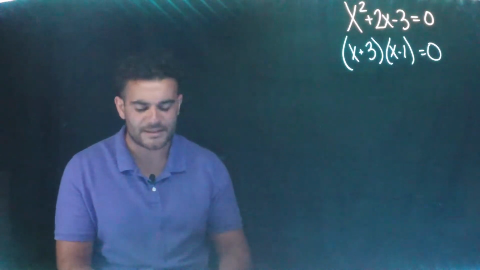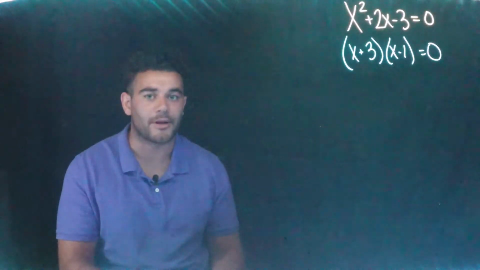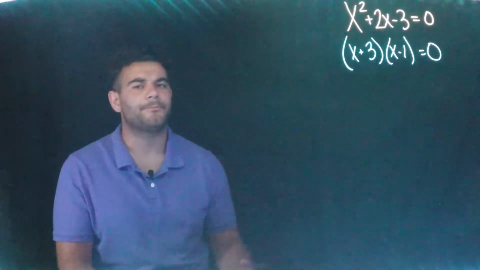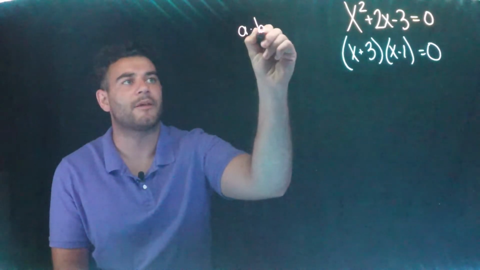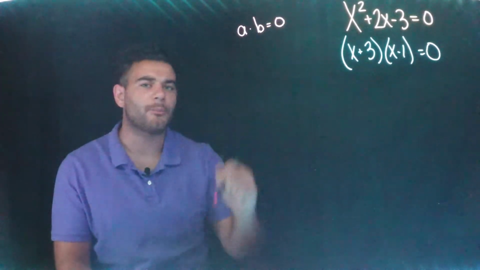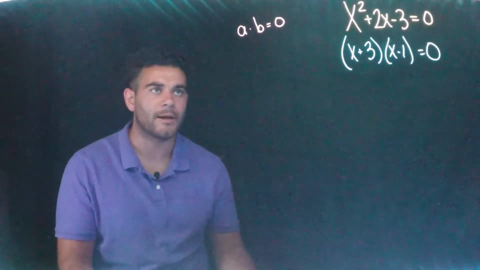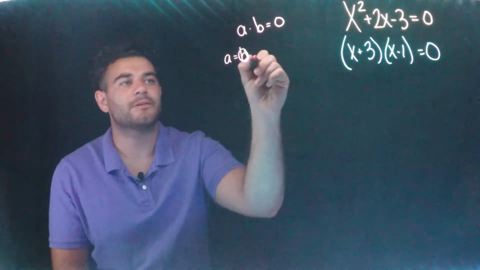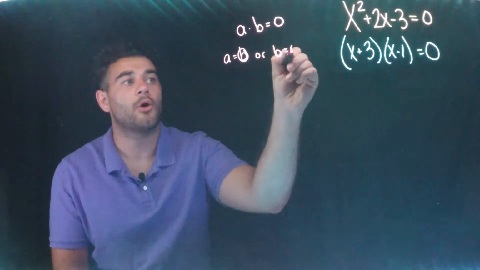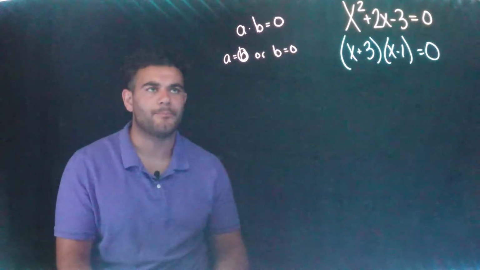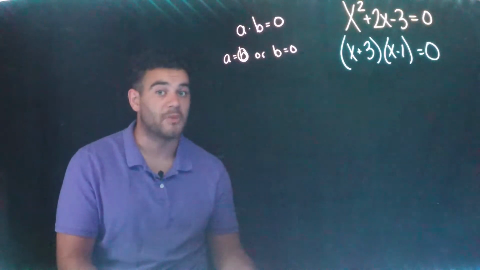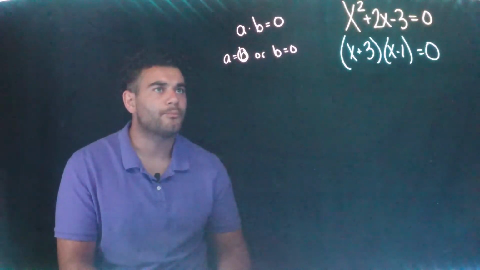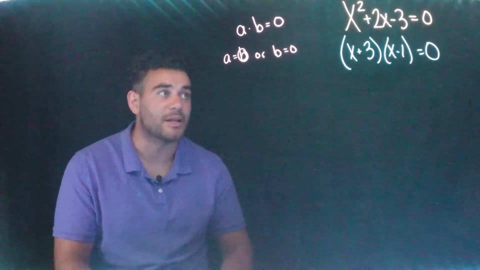Well, in math we have this thing called the zero product property. And what that means is if you have something that multiplies to 0, let's say we have two numbers, a and b, and they multiply to 0. One of those numbers has to be 0, right? Either a has to be 0, or b has to be 0, or they both have to be 0, because 0 times 0 would give you 0. Anything times 0 would give you 0, and 0 times anything would also give you 0. So either one or both of those has to be equal to 0.